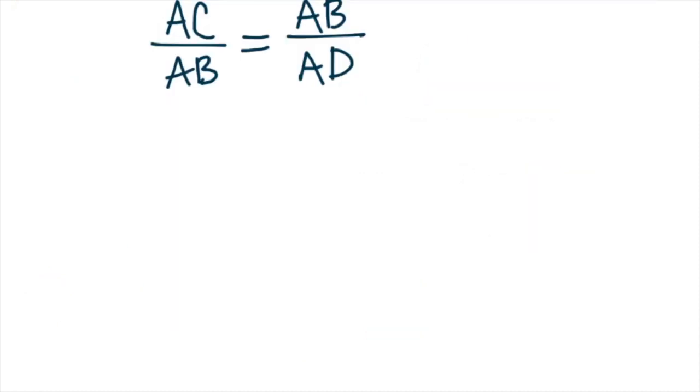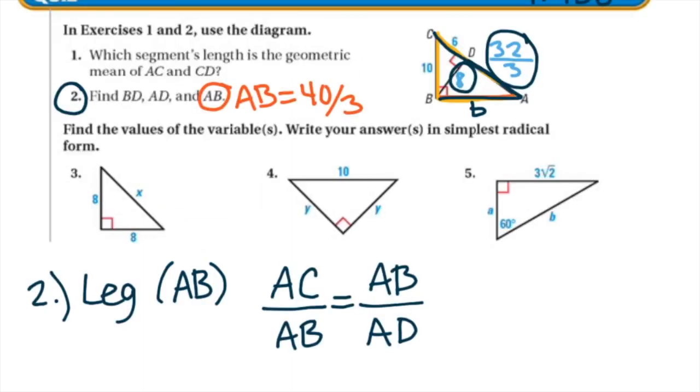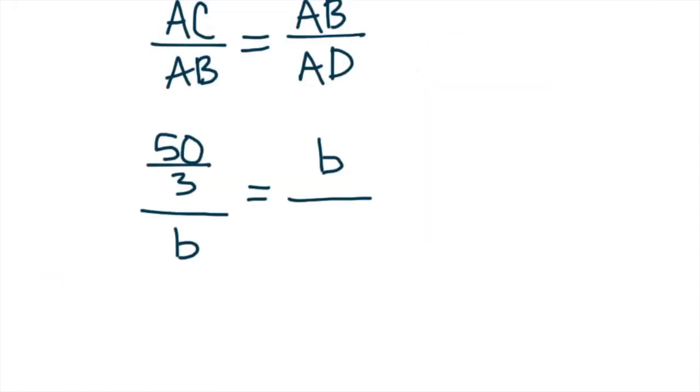So remember the length of that larger hypotenuse there? That was 50 over 3. And AB is our unknown, so let's call that b. AD is that smaller piece here, the 32 over 3. And now this is kind of ugly looking. We have a fraction within a fraction here for both sides. So we need to clean that up a little bit algebraically, and then things will be much nicer.